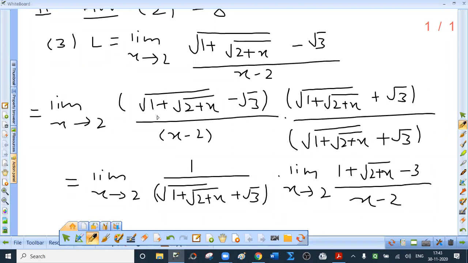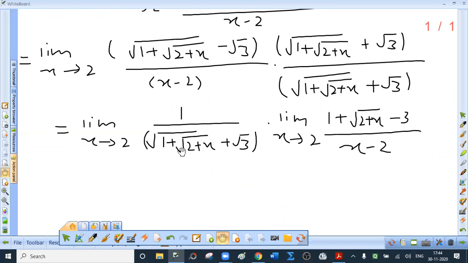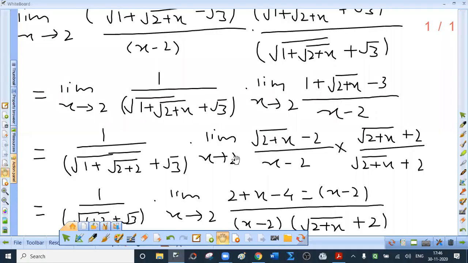But here I have used the result: limit of product is product of limits. So limit of this into. Now (a minus b) into (a plus b) is a square minus b square. So 1 plus root of 2 plus x minus 3 means what? Root of 2 plus x minus 2. Again, you have to rationalize the numerator. Now, what about this? I will evaluate this limit. To take the limit means to replace every x by its limiting value, which in this case is 2. Right now. So I have written limit of product as product of limits.